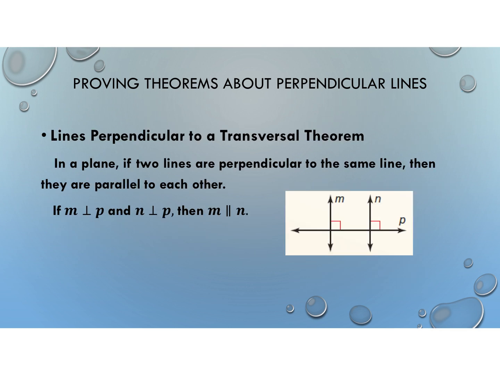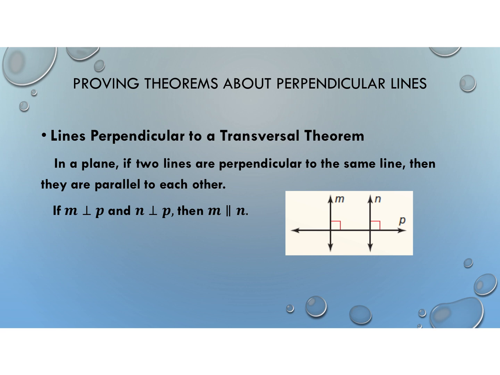So, proving theorems about perpendicular lines. The lines perpendicular to a transversal theorem: in a plane, if two lines are perpendicular to the same line, then they are parallel to each other. What does that mean? In this example, M is perpendicular to P, and N is perpendicular to P, then M is parallel to N.